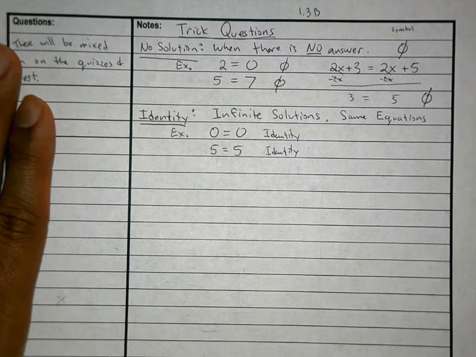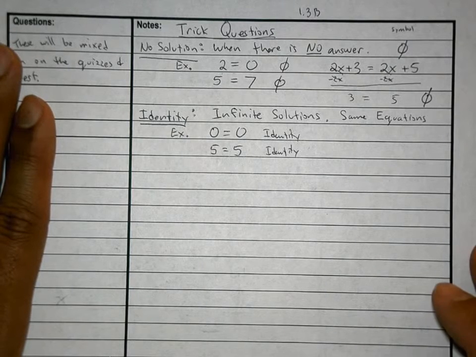Is there a symbol for it? There's not really one for identity. That's why I'm not going to write that down. There is something for how many solutions there are, or all real numbers, so there's a symbol for that, but not for identity by itself, not that I'm aware of. I thought about it.